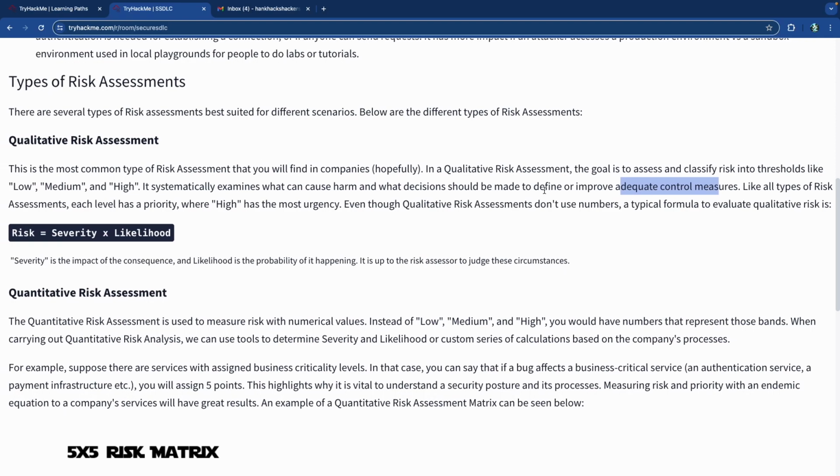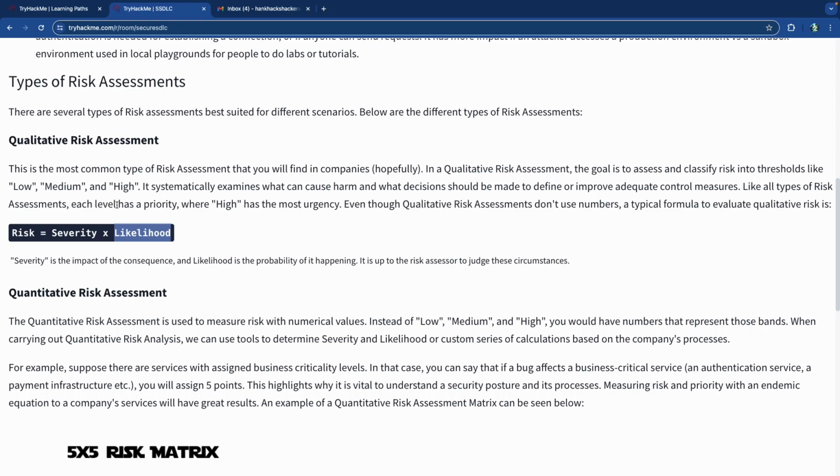And in all types of risk assessment, there's some kind of a priority level. So high is the most urgent and low is the least urgent. Even though there are no actual numbers associated with this, the formula is very, very simple. The risk itself equals the severity, which is either high, low, or medium, times the likelihood. So how likely is it?